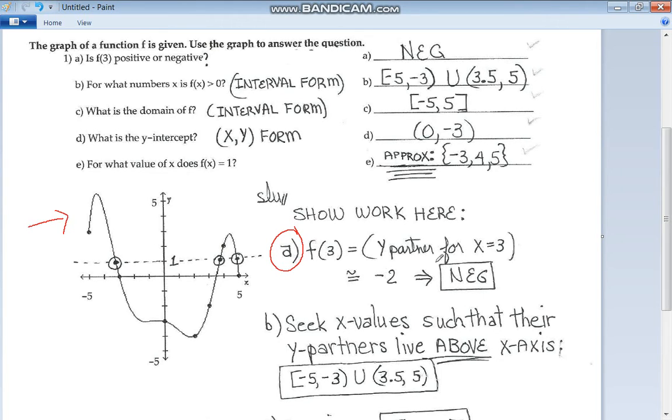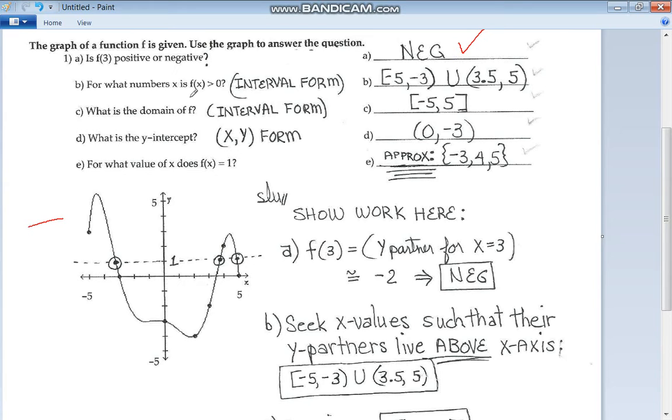F of 3, by definition, is simply the y partner when x is equal to 3. So I look on the x-axis, 1, 2, 3, and then I have to find a point on the graph. It's down here, so I had to go below the y-axis. So f of 3 being the y partner, it's below the y-axis, so it's negative. It's actually negative 2 right here. But the issue is, is it positive or is it negative? That was the question, and the answer is that it is negative.